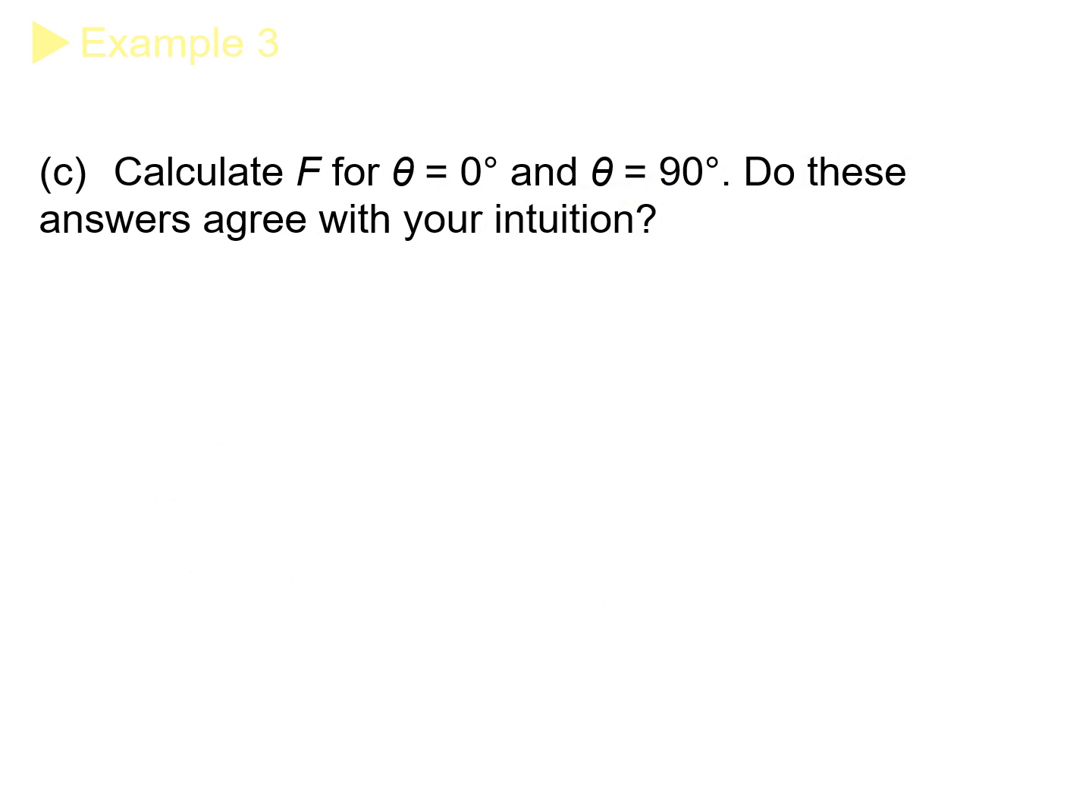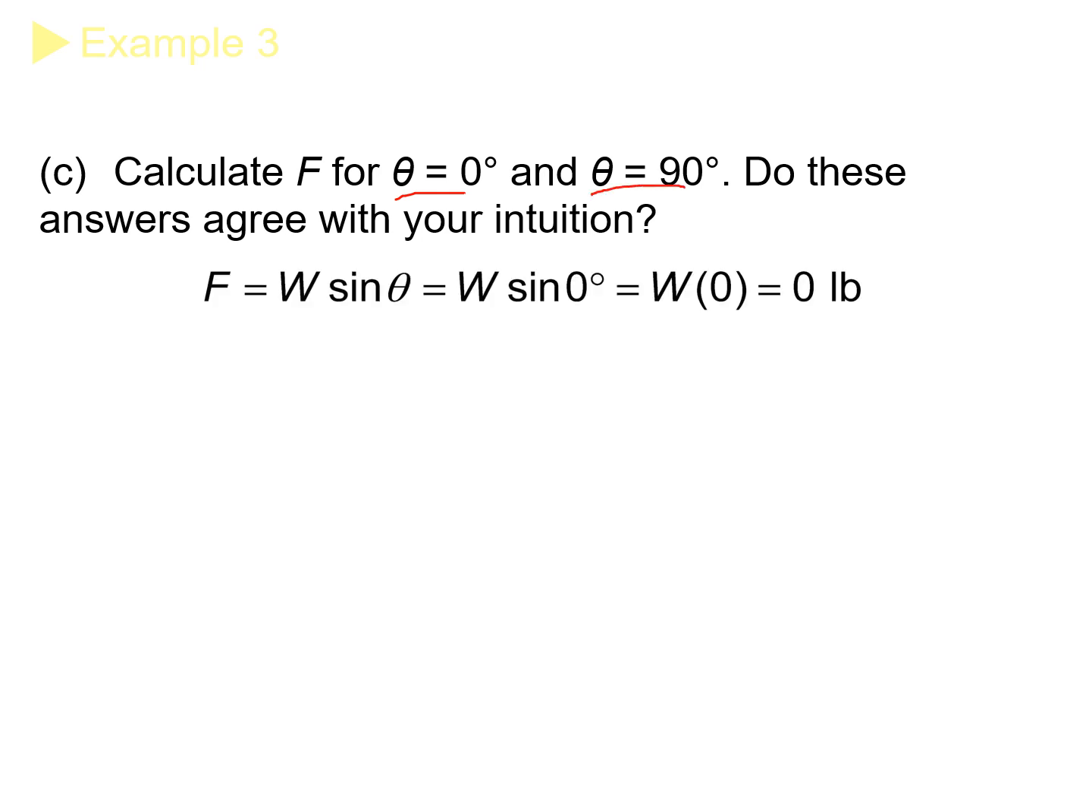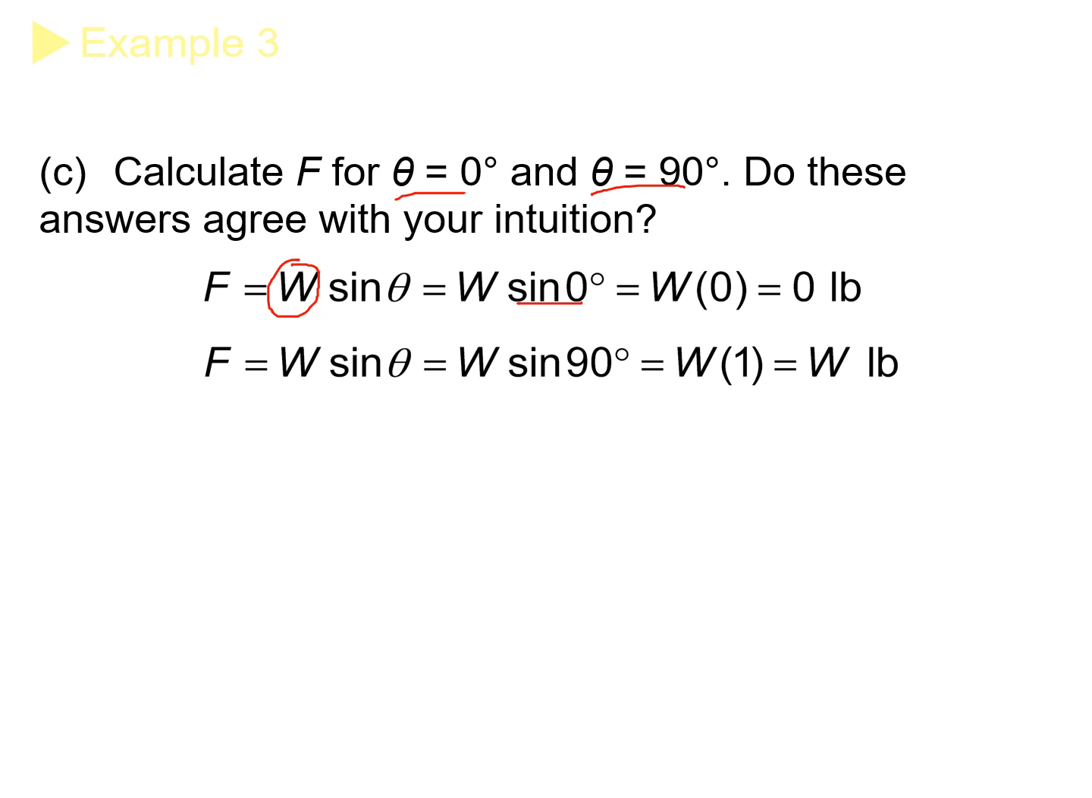Now, calculate F when theta is 0 and when theta is 90. When theta is 0, it's whatever the weight is, and we're just going to leave that as W, times the sine of 0. The sine of 0 is 0, so that is 0. And when it's 90, the force is the weight of the vehicle times the sine of 90 degrees, which is 1, so it's just the weight.